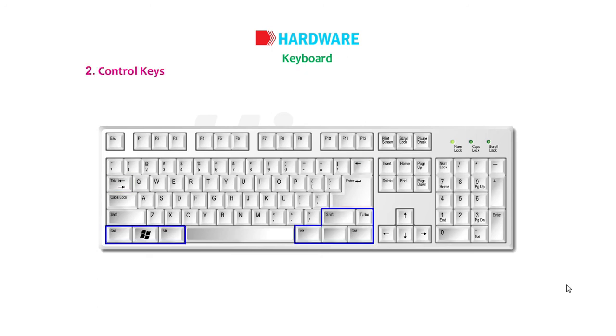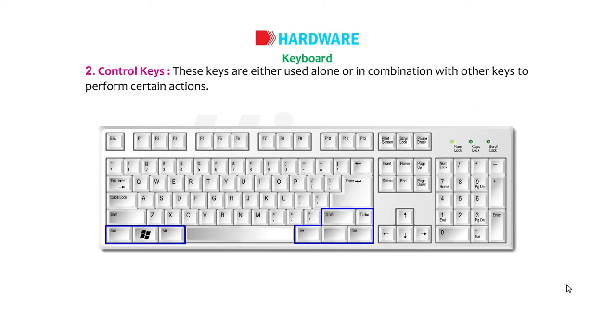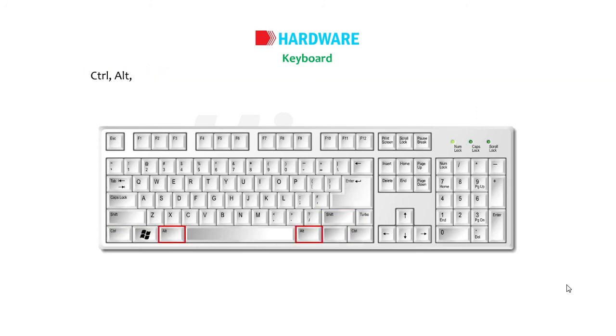Number 2. Control keys. These keys are either used alone or in combination with other keys to perform certain actions. Control, Alt, Windows logo key and the Escape key are the various examples of control keys.